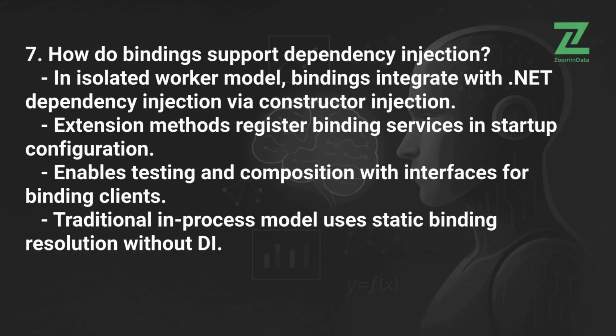7. How do bindings support dependency injection? In the isolated worker model, bindings integrate with .NET dependency injection via constructor injection. Extension methods register binding services in startup configuration. This enables testing and composition with interfaces for binding clients. The traditional in-process model uses static binding resolution without DI.